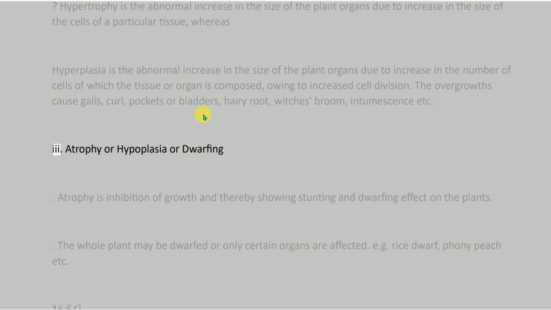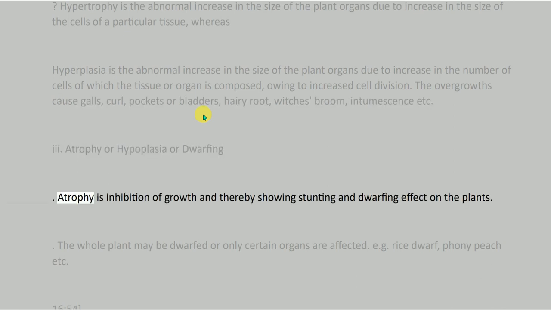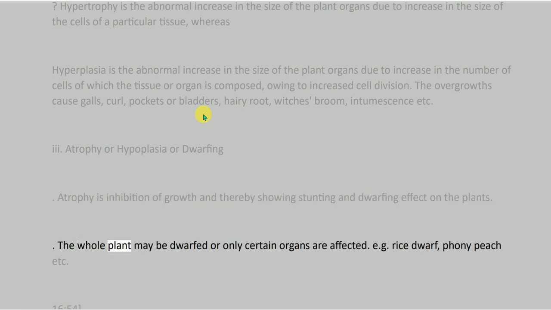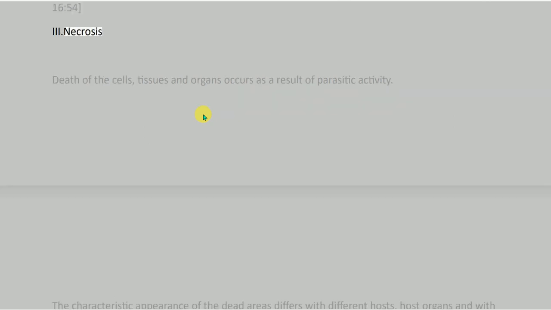3. Atrophy or hypoplasia or dwarfing. Atrophy is inhibition of growth, thereby showing a stunting and dwarfing effect on the plants. The whole plant may be dwarfed or only certain organs are affected, e.g. rice dwarf, phony peach etc. 4. Necrosis. Death of the cells, tissues and organs occurs as a result of parasitic activity.